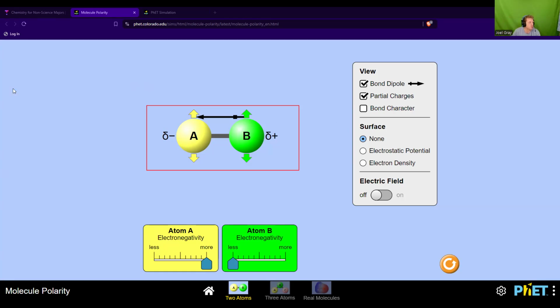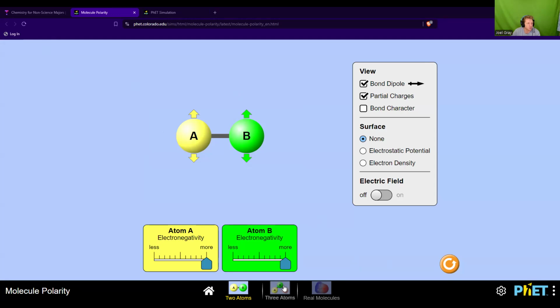Great job. Now the great thing about this is we can play around with the electronegativity. If I shift both of these atoms to being very electronegative, how would you describe this molecule now in terms of polar or non-polar? Non-polar. Great job, Caitlin. It has no high concentration of electron density. I'm going to click on partial charges. There are no partial charges, so this is a non-polar molecule.